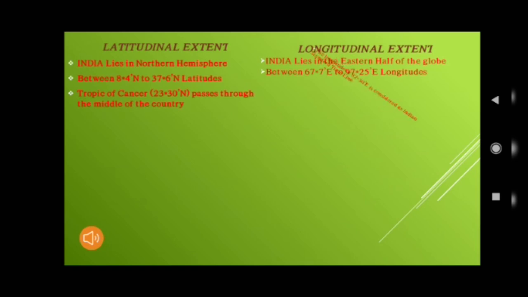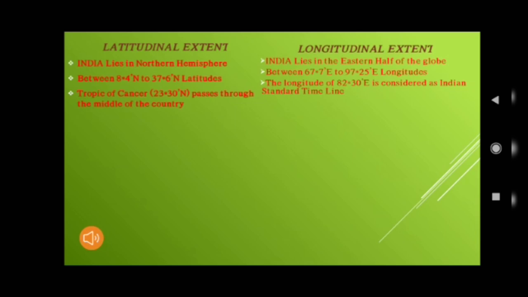Longitudinal extent: India lies in the eastern half of the globe between 67 degrees 7 minutes east to 97 degrees 25 minutes east longitudes. The longitude of 82 degrees 30 minutes east is considered as the Indian Standard Time meridian, which divides the country into two equal halves of east and west.